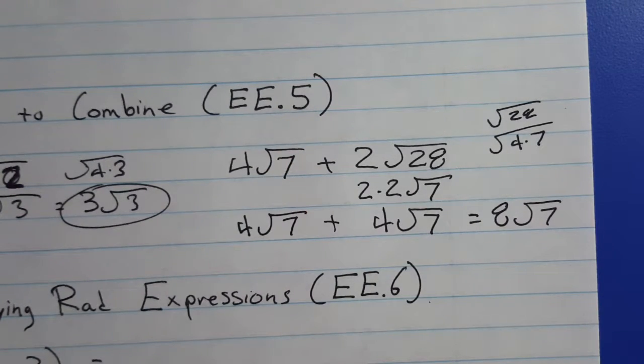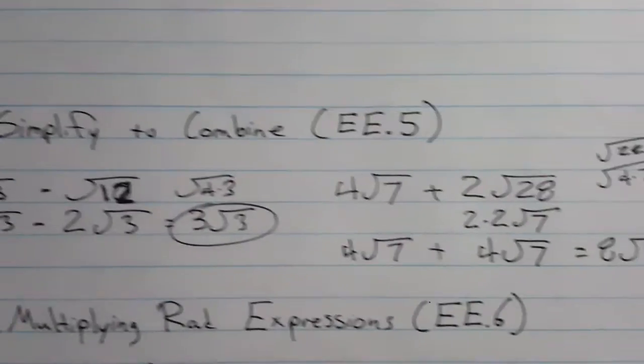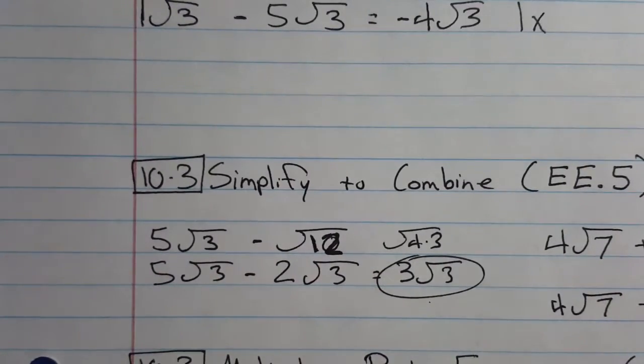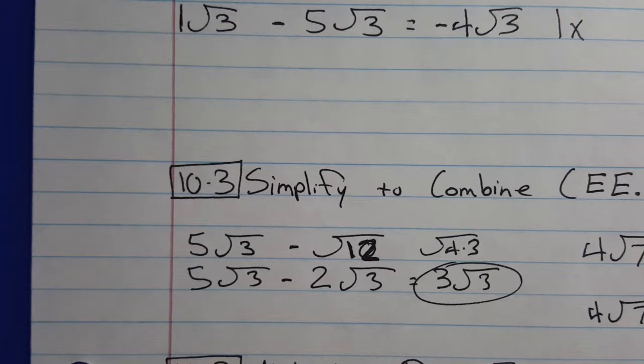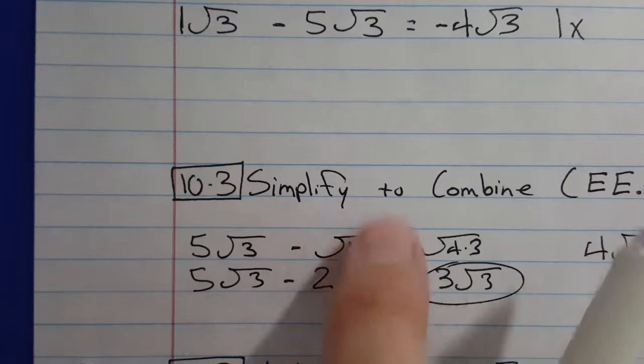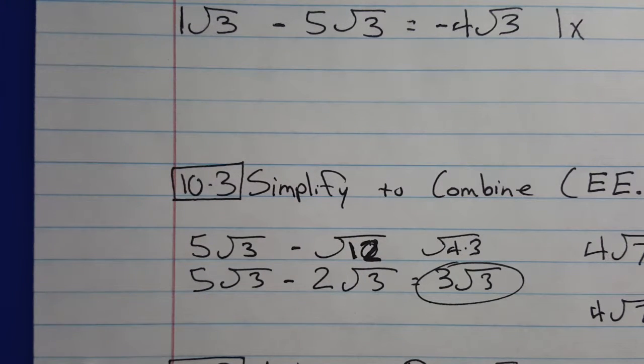All right, that's it. So that is combining like terms and sometimes having to simplify before you can combine like terms. All right, that's it. Moving on to the next example here in a second.